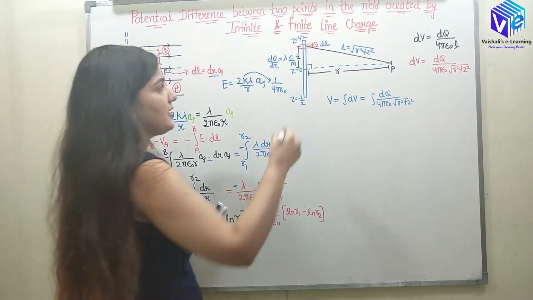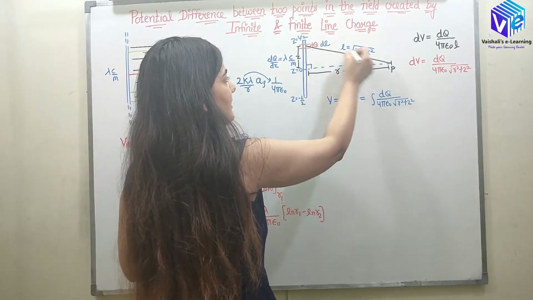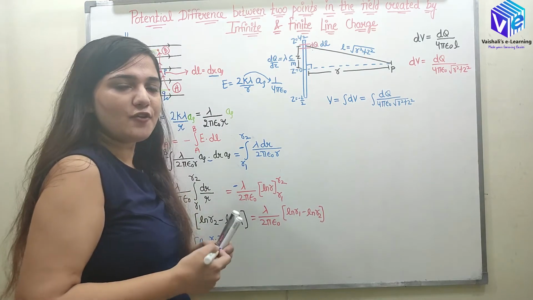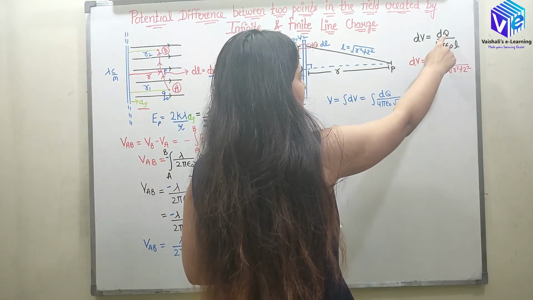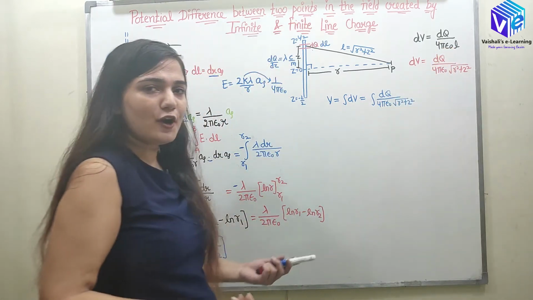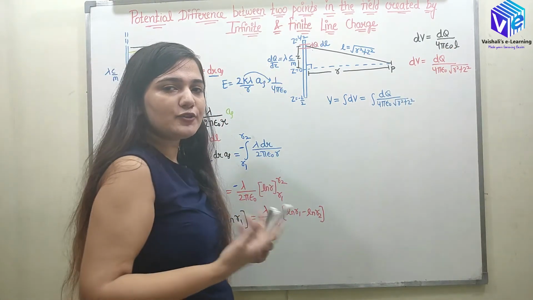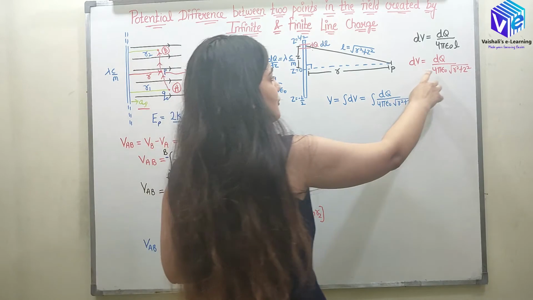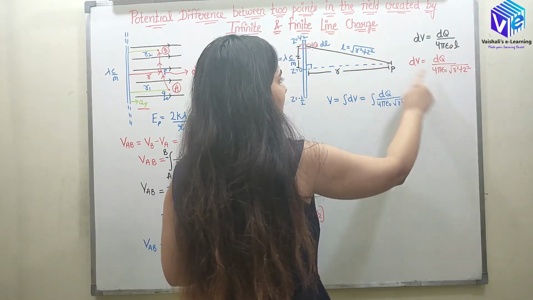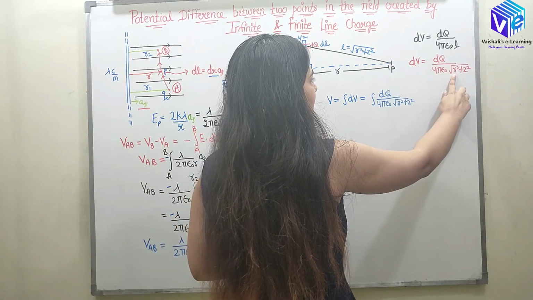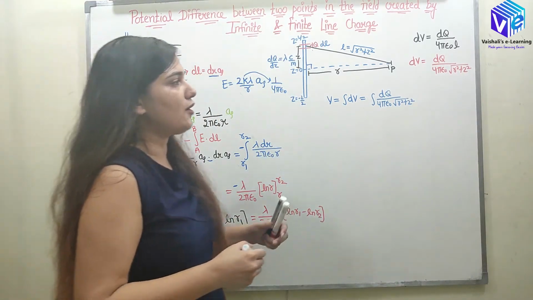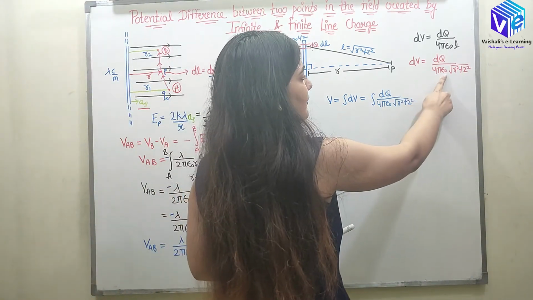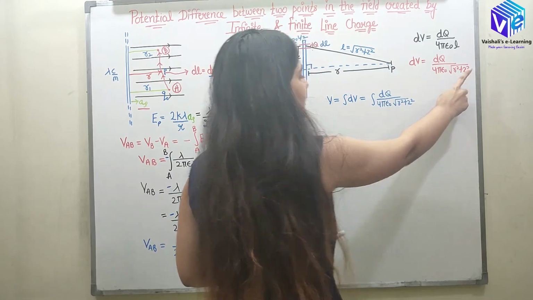Okay, we know what is the charge, we know what is the distance, and we know the formula of potential. So small potential dV will be equal to dq upon 4 pi epsilon naught into L. This is the formula to find out the potential. So now what is L? I have replaced L with under root r square plus z square. So dV will be equal to dq upon 4 pi epsilon naught under root r square plus z square.